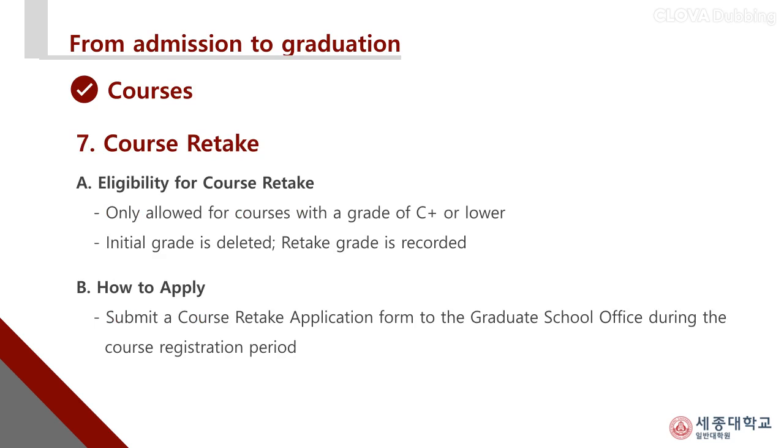Next, let's talk about retaking courses. You can only retake a course if you received a grade of C+ or lower. If you do retake a course, the previous grade will disappear, and only the new grade will be recorded. So, how do you apply for a retake? You'll need to submit a course retake application to the graduate school office during the course registration period.